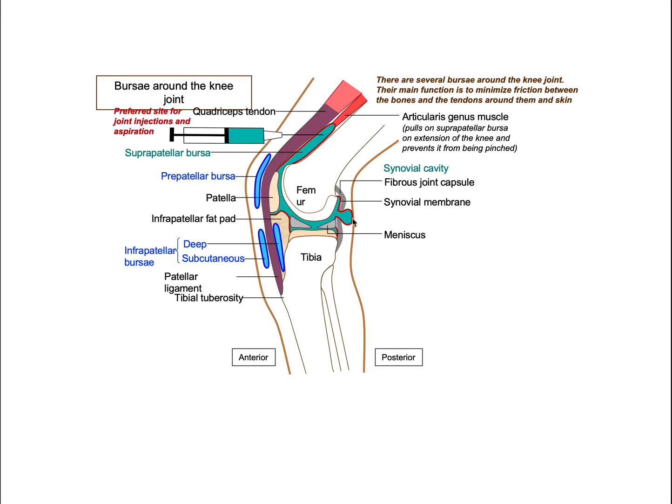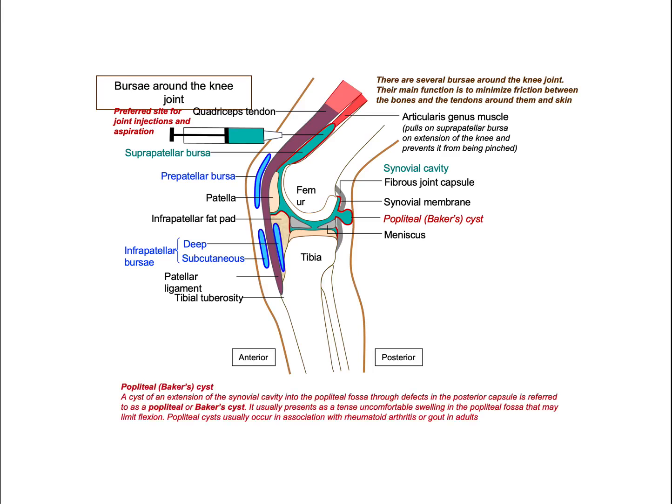Now, sometimes some people have this. The fibrous joint capsule becomes weak and the synovial membrane pops out. This condition has a name. It has so many names, we call it popliteal cyst, but it is famous as Baker cyst. I don't know why it's called Baker cyst. There are reasons, but no need to go into those details. So this is what Baker cyst is.